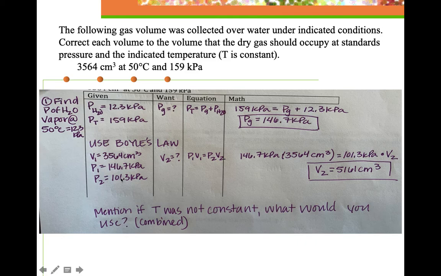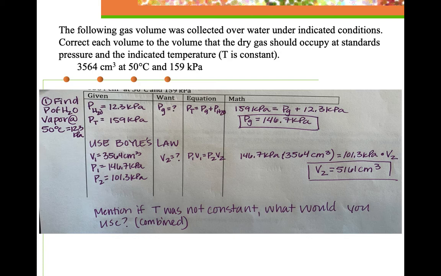at this new pressure. Now, this problem told me that temperature was constant, so I don't have to worry about the temperature change. All I'm looking at is my pressure compared to my volume, which means I'm going to use Boyle's law. So P1 times V1 equals P2 times V2. I plug in my information and I solve for V2, which gives me that V2 is 5,161 centimeters cubed. And again, always good to think about it. Well, I lowered my pressure, so would it make sense that my volume would go up? Yes, it would.